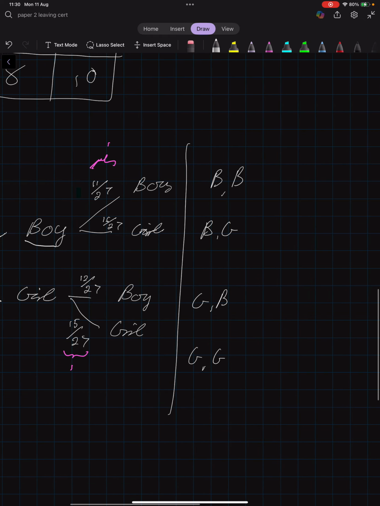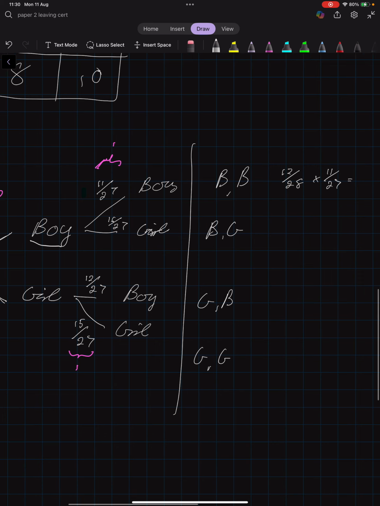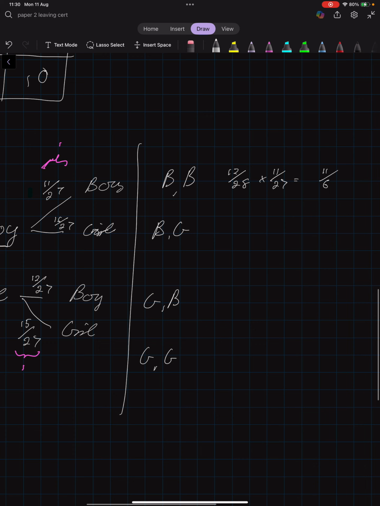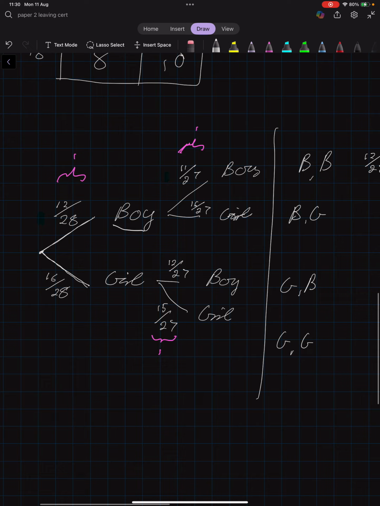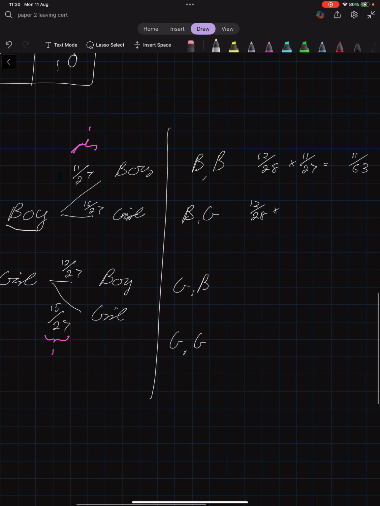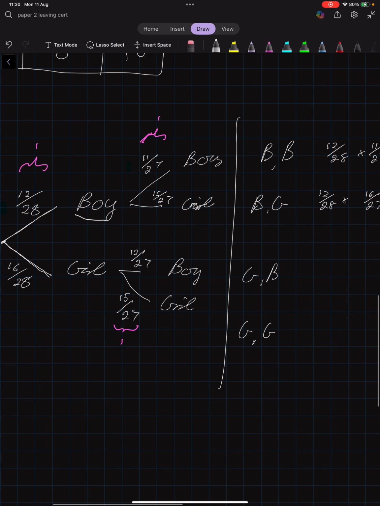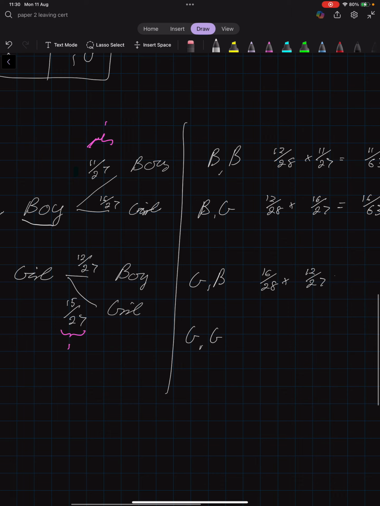So for the first one, I'm going to multiply this by this. Okay? So the chance of me getting a boy and a boy is going to be 12 over 28 times 11 over 27. Okay, so I get 11 over 63. Chance of getting a boy and then a girl is going to be 12 out of 28 multiplied by 16 out of 27. So it's 16 out of 63. Then chance of getting a girl and a boy is going to be 16 out of 28 times 12 out of 27, which is going to be 16 over 63.